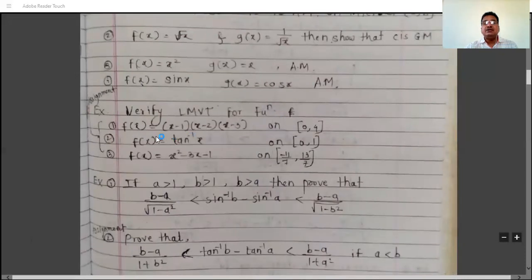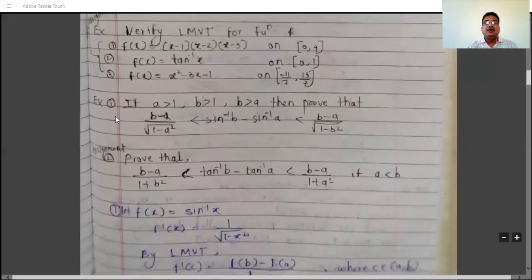Verify Lagrange's mean value theorem. f(x) is (x minus 1)(x minus 2)(x minus 3) on the closed interval [0, 4]. f(x) is tan inverse x on the closed interval [0, 1]. f(x) is x square minus 3x minus 1 on the interval [minus 11 by 7, 13 by 7]. Solve all these examples.